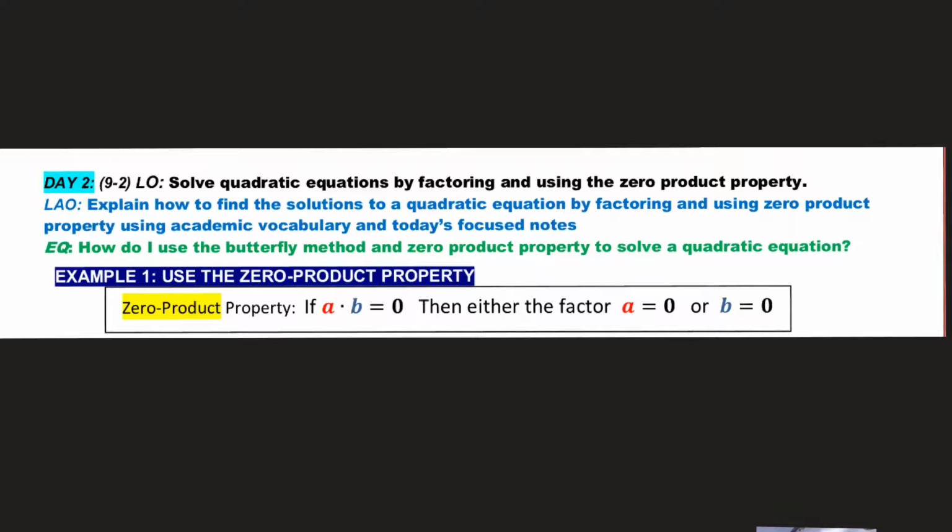So the zero product property says that if A times B equals 0, then either A has to be 0 or B has to be 0. So like if we had 5 times 0, that would be the B equals 0. Or if it was 0 times 5, that would be A equals 0. So it just means if you have something times something and it equals 0, one of them has to be 0. All right, let's get into examples.